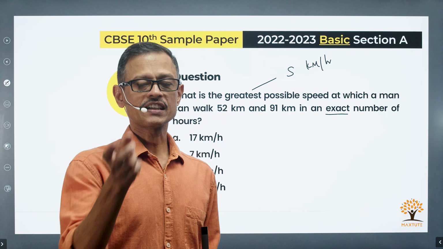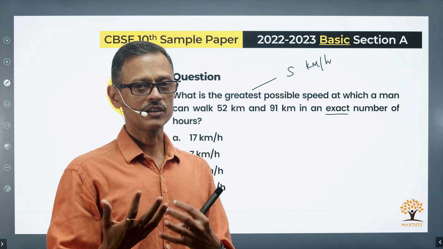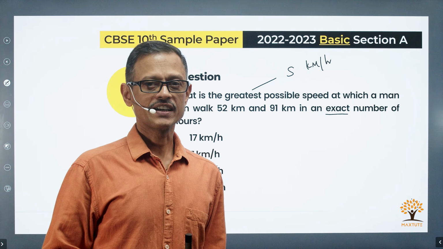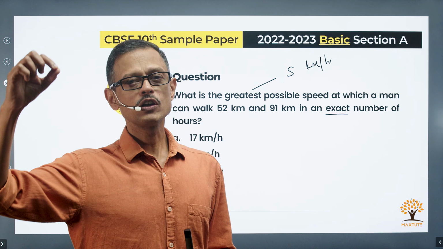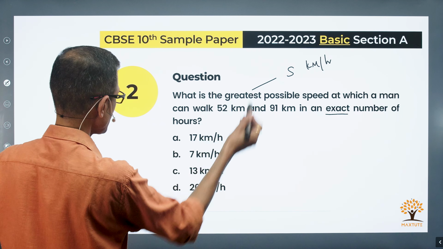It can't be 3.5 hours. It can't be 2 hours and 20 minutes. It should be an integer number of hours, exact number of hours. So he should complete this 52 kilometer walk in an exact number of hours. He should also complete 91 in an integer number of hours. So it just makes sense out of this.